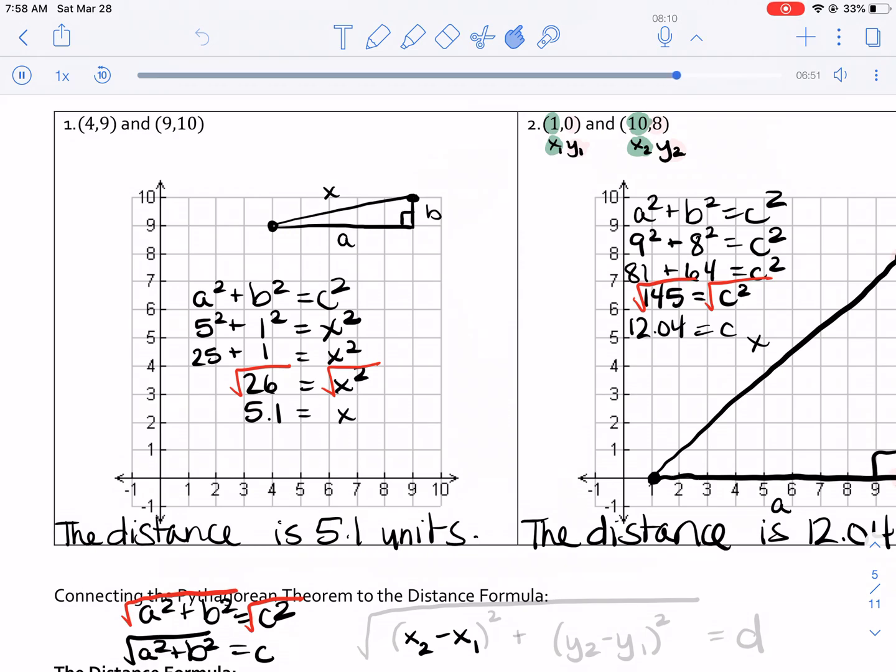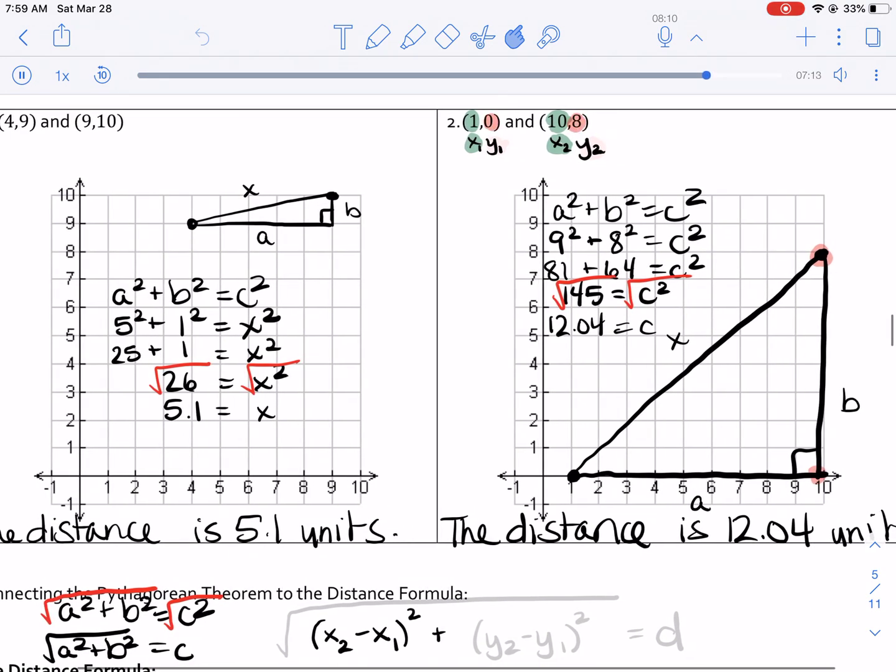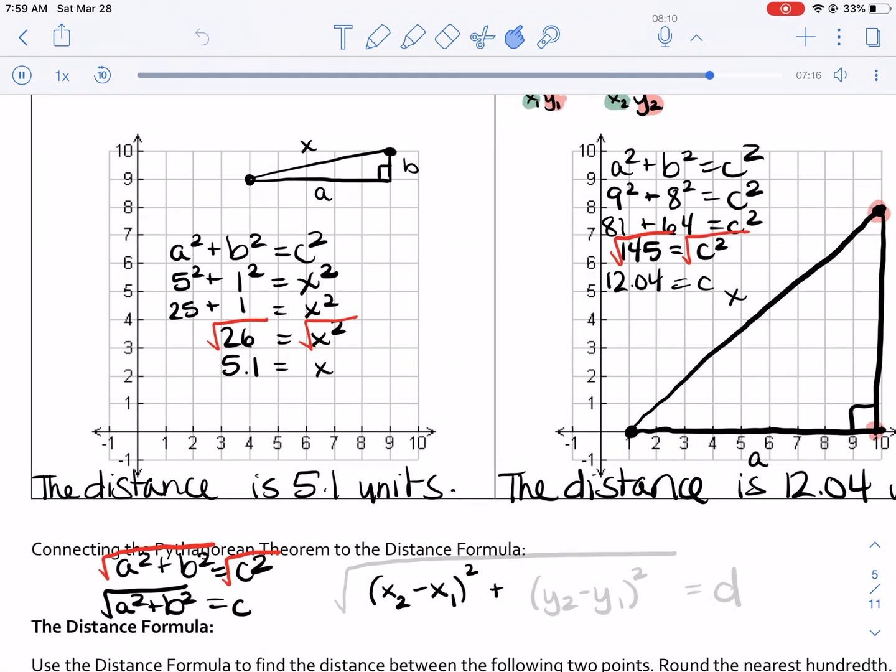And then after I subtracted those, I squared it. And to say that we squared it after subtracting them, we put these parentheses around and then we put a little 2. Then we added b squared. So b is, how I found that is I took from 8 to 0, I subtracted 8 minus 0. So that's y2 minus y1. So I'm going to put y2 minus y1 and square that. And then I took the square root of the whole thing.